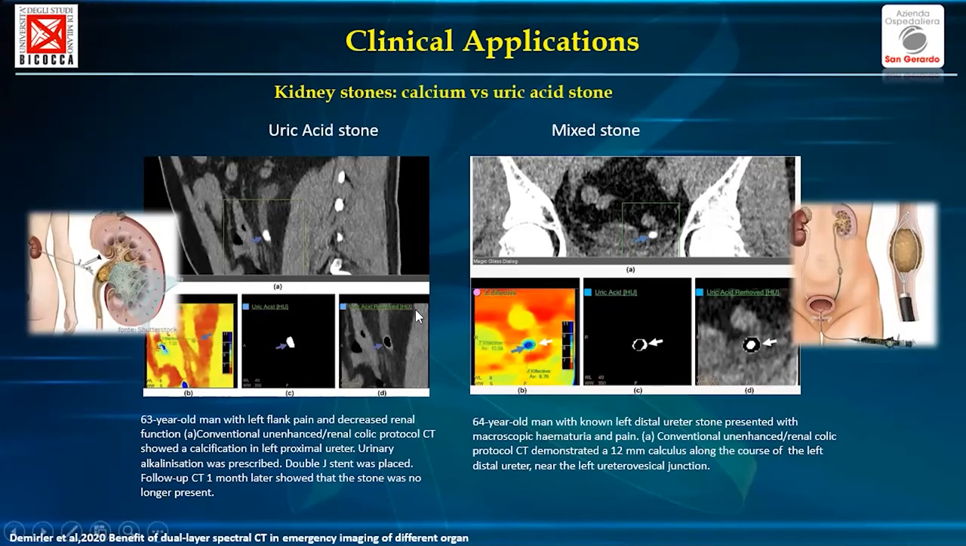If we do not have any spectral information, we can choose the incorrect treatment, and so we could theoretically create some hematoma or hemorrhagic alteration in the kidney and the ureter. So it allows us to correctly address the patient for the best management.